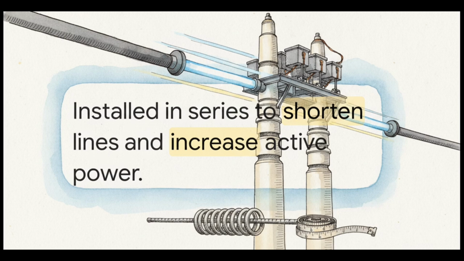Another seriously brilliant passive tool is the series capacitor. Placed directly on the high-voltage lines, they reduce the line's natural resistance to current changes. Mathematically, it effectively shortens the electrical length of the transmission line. It's almost like widening a bottleneck on a highway, which greatly increases the active power that can rush across it.